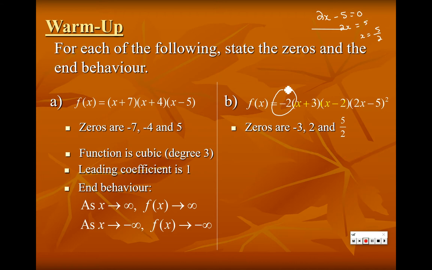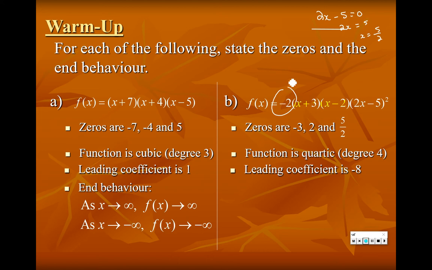The function is quartic. How do we know it's going to be quartic? We get an x, multiply it with another x, multiply it with a 2x, but then multiply it with 2x again. So you actually get degree 4 here. This thing actually has degree 4. Leading coefficient is negative 8.